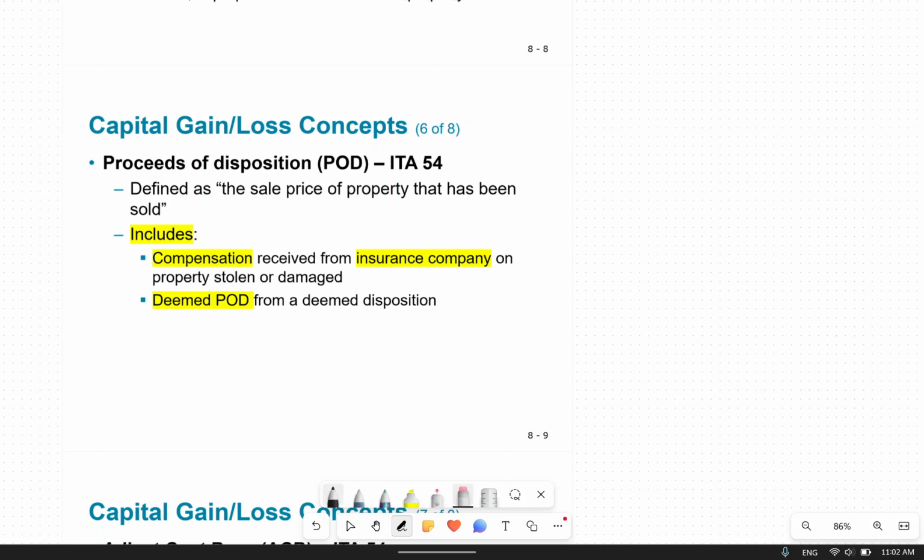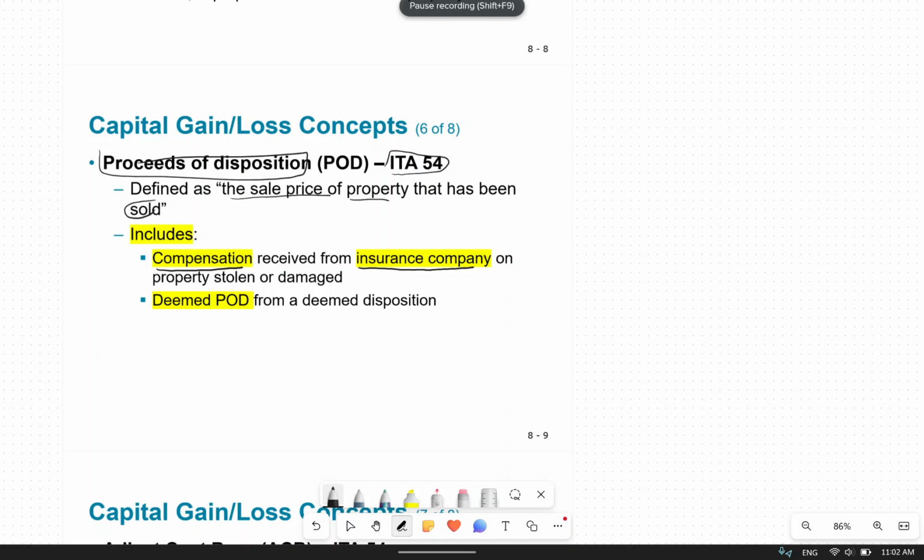Now when we think of proceeds of disposition, in the Income Tax Act 54, it is defined as the sale price of the property that has been sold. So if you see the word POD, it is the sale price of the property that has been sold. What does that include? It includes the compensation received from the insurance company on a property stolen or damaged.